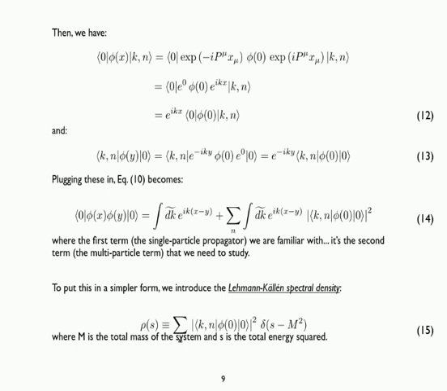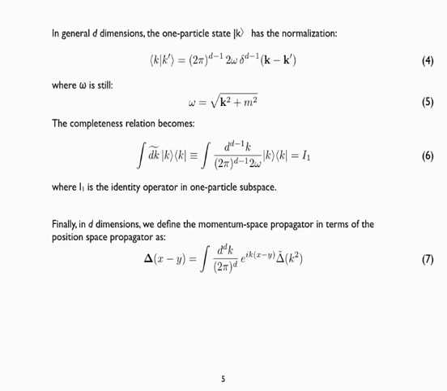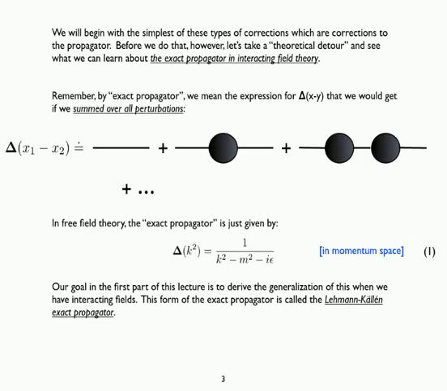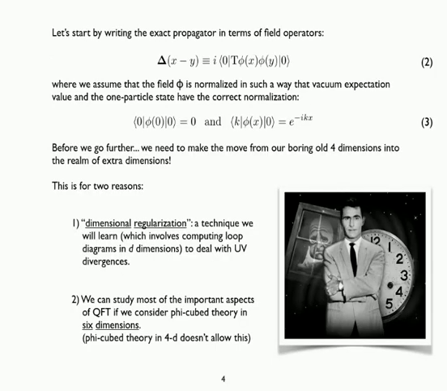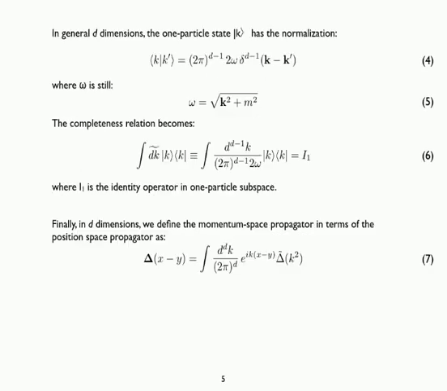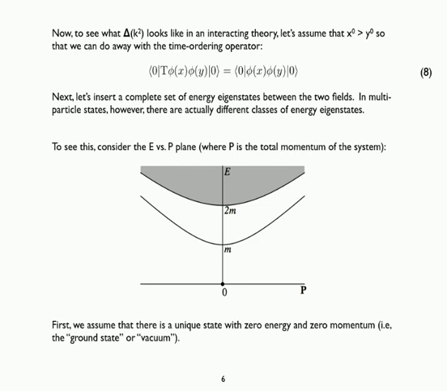All right, so let's try to regroup here and figure out what we're doing. What we're interested in is trying to come up with a way to write down an exact propagator in an interacting field theory. In a free field theory, it's pretty simple. It just takes that 1 over k squared minus m squared form. But now we're trying to figure out what it looks like in a full interacting theory. So we started with the expression for the propagator in terms of the fields. It's this time ordered product of two field operators. We're moving into d dimensions.